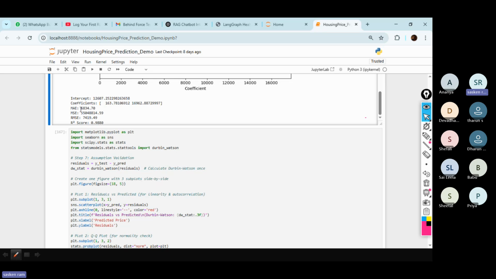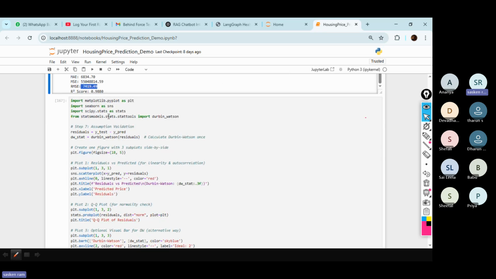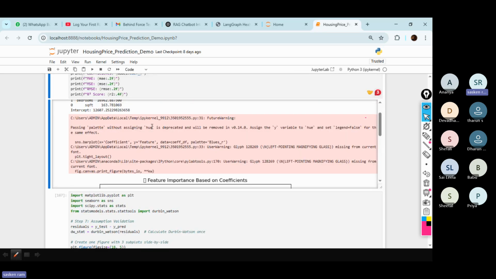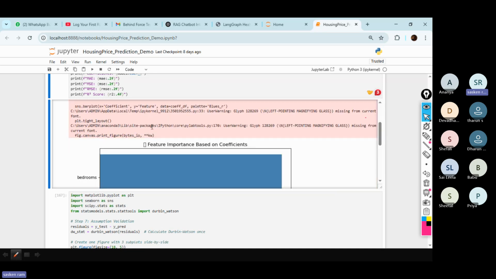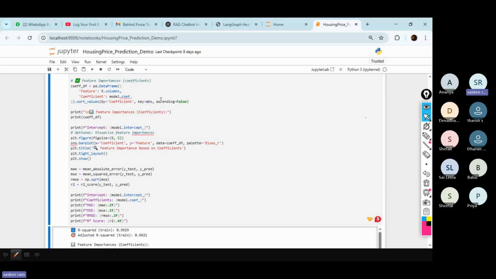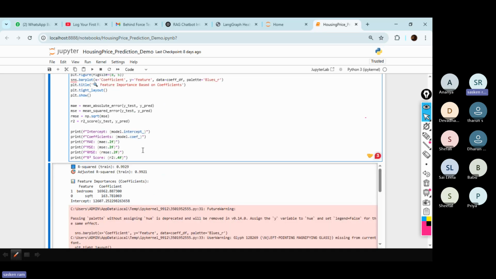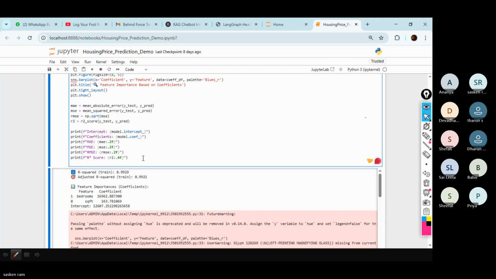Look here, the mean absolute error is 6000, and the mean squared error is this big. Root mean squared error is 7419. R squared value is 0.9880. Okay, R squared and adjusted R squared we have also seen. Adjusted R squared is not coming out here, right? Okay, let me do one thing. Adjusted R2, this is the adjusted R squared value. I will just print it somewhere here.